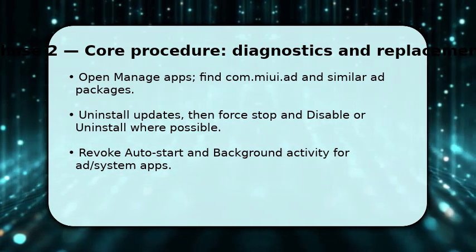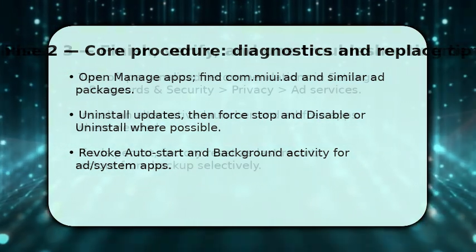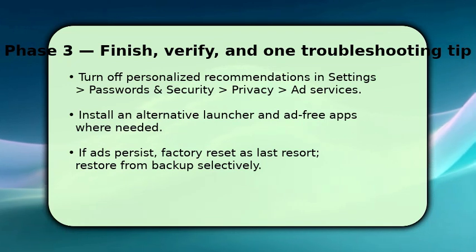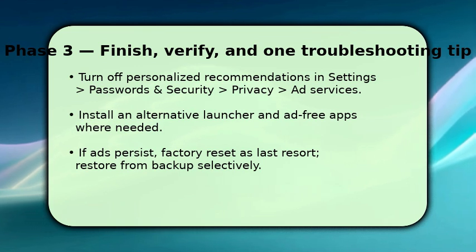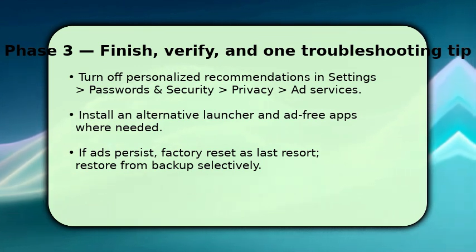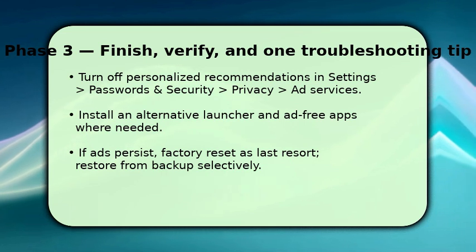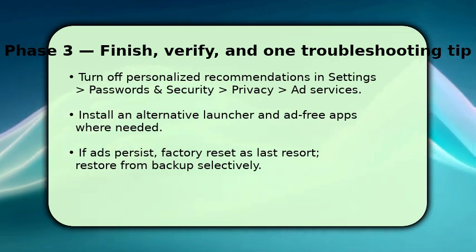Finish by turning off personalized recommendations and ad services from privacy settings. This stops targeted content. Then install an alternative launcher and replace MIUI apps with ad-free versions when available, making sure to restore only essential data from backup.